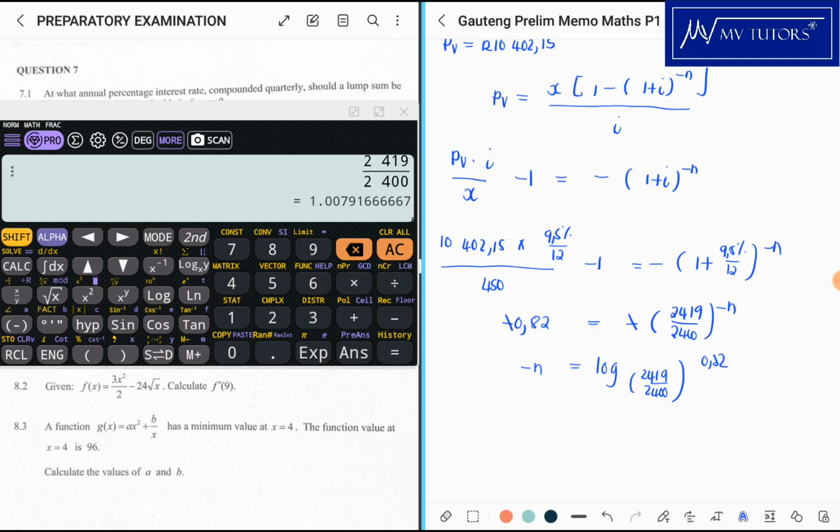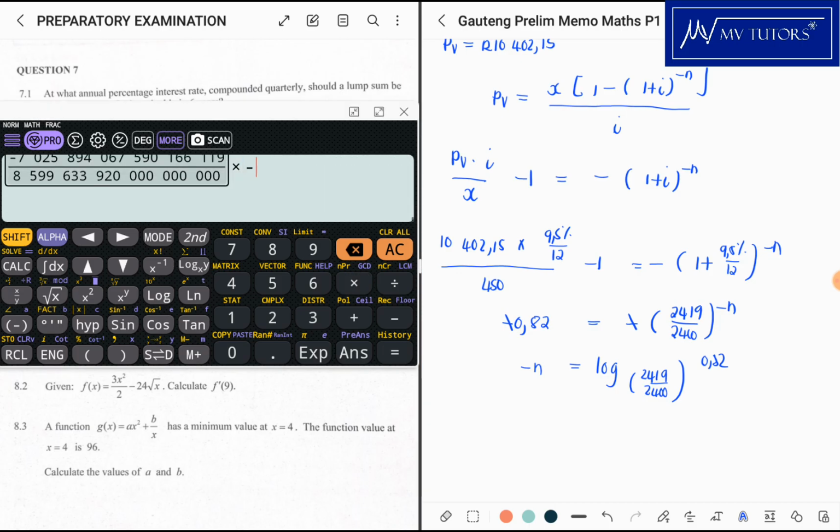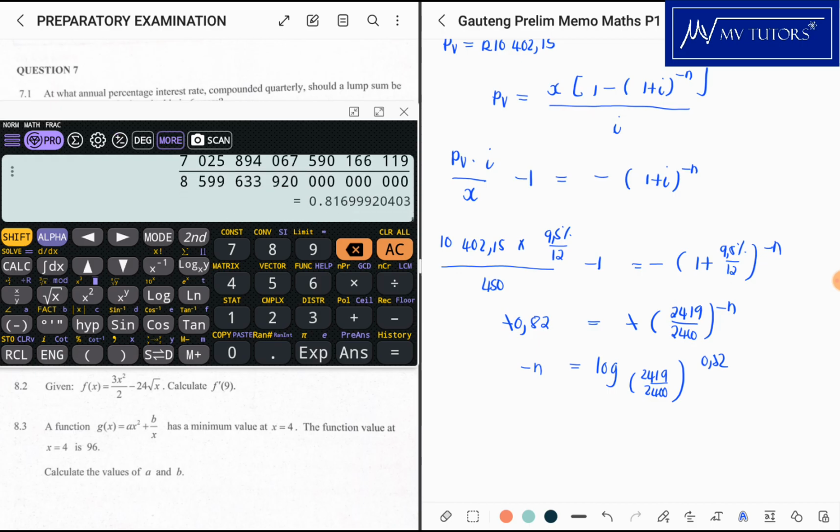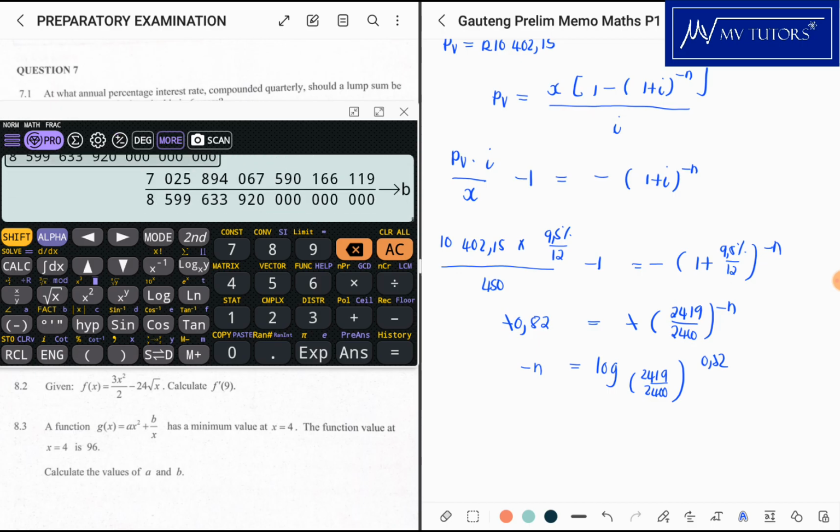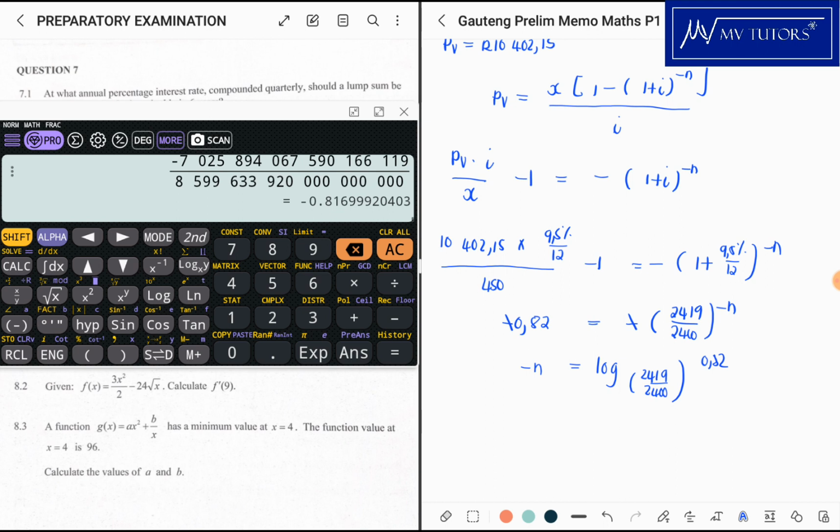So I'm just going to put 0.82. Okay, so I'm going to actually go back to my value for B. It's negative, right? And multiply it by negative 1, and store it again. Shift store B. Alpha B. Yes, it's positive now.